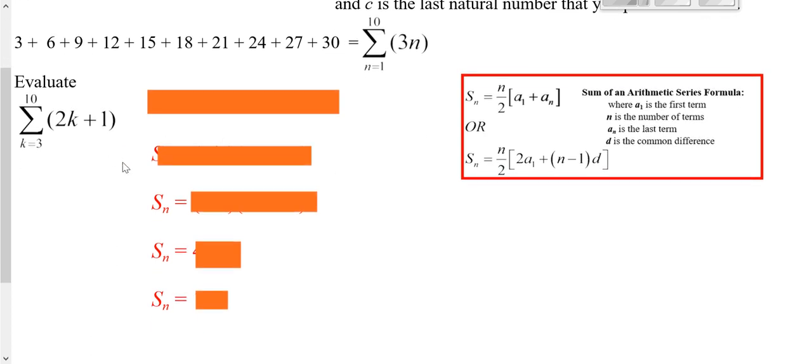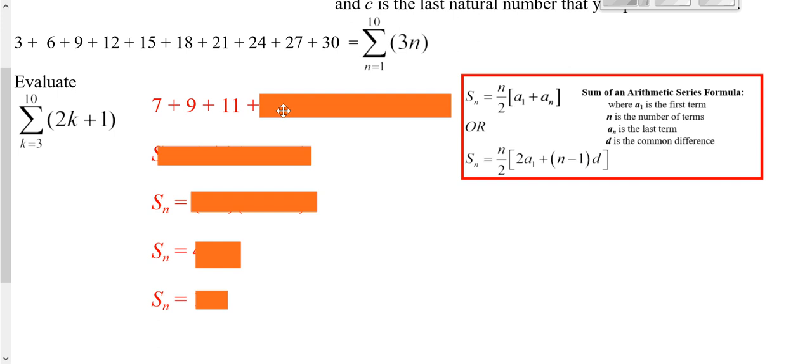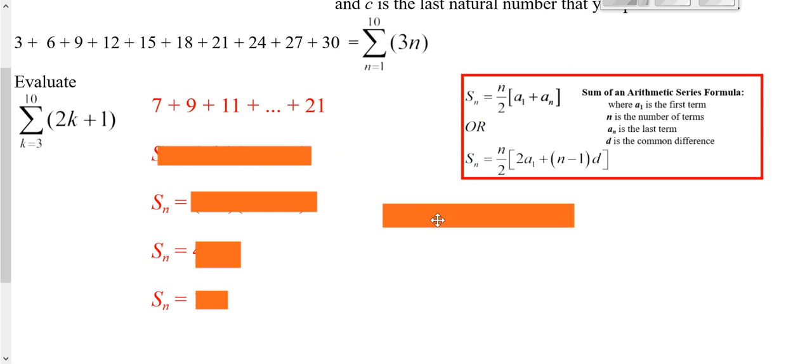So if you were asked to evaluate this, well, first of all, I would write this out to begin with. Take 3, plug it in. Take the next number up from 3, plug it in. Next number up from 3 is 4. Plug in 4, and that's where the 9 comes from. Plug in the next number up from 4, and that's 5. Plug in 5, and you get this. And I would keep doing that until I plugged in the top number. If I plug in 10, I get 21.